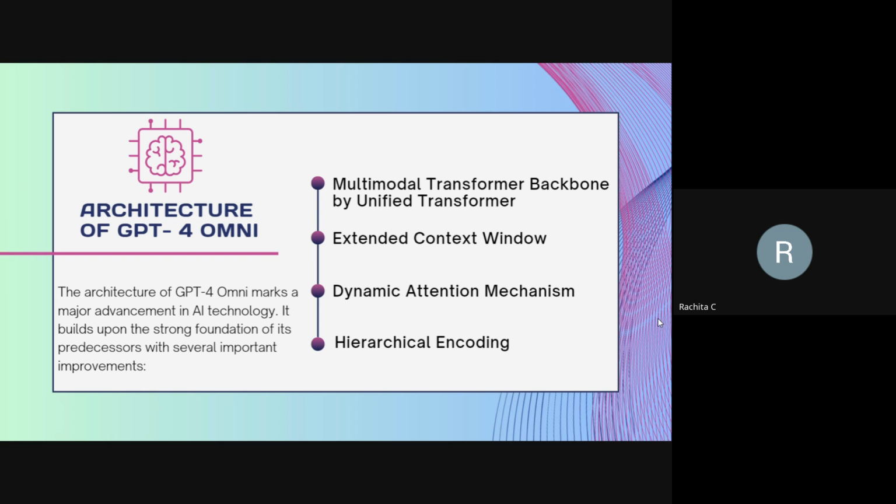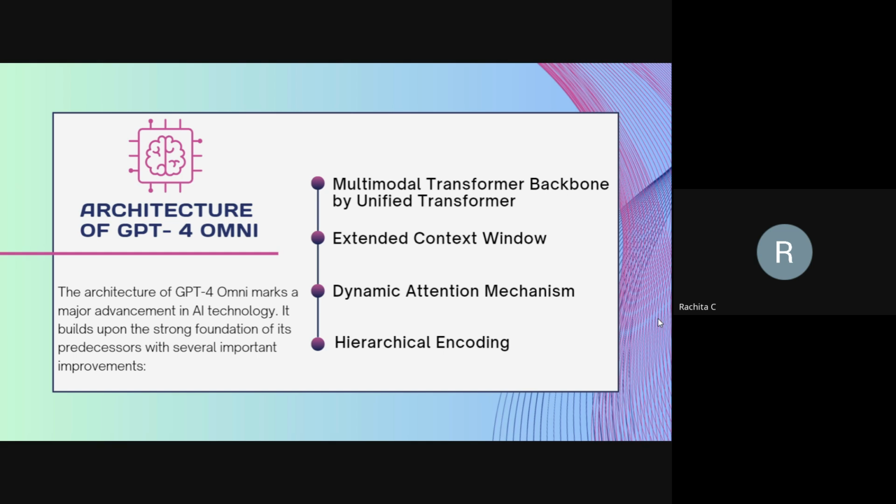The second one is the extended context window. When we compare with the GPT-4 model, the number of tokens provided is way huge. The context is way huge here, and because of this it is able to build a contextual understanding of the whole environment when a conversation is going on between the user and the model, and we get more accurate and more contextually appropriate responses when we use this GPT-4 Omni model.